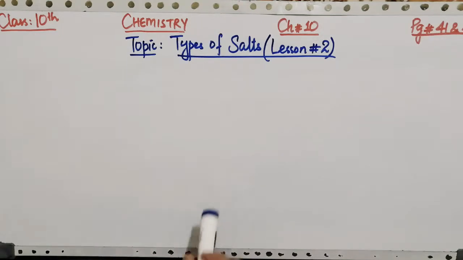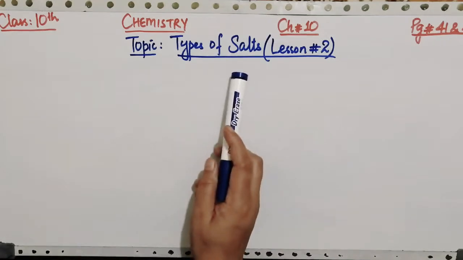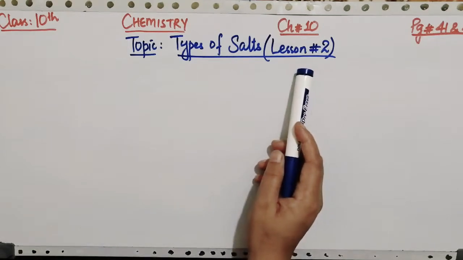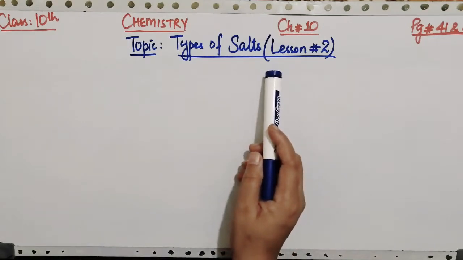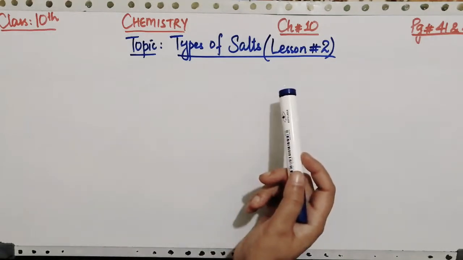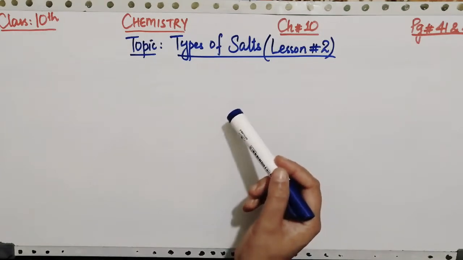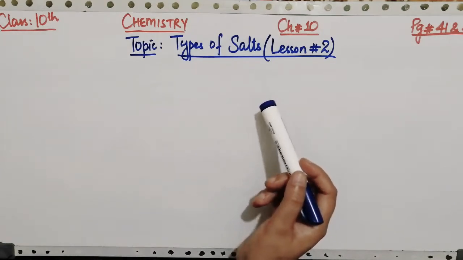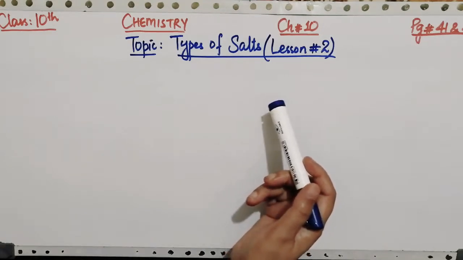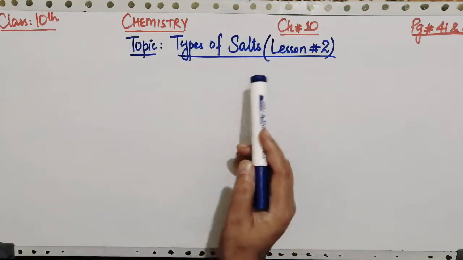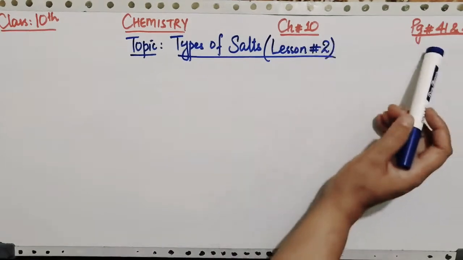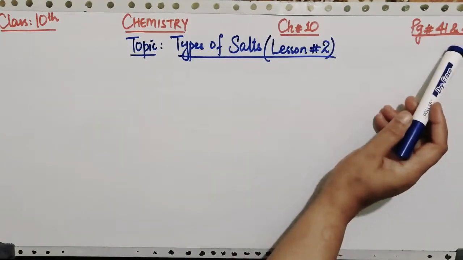Today we are going to complete the topic types of salts as our lesson number 2, because in lesson number 1 we have completed the first 3 types of salts, which were normal salts, acidic salts and basic salts. Now in this lesson we are going to complete the remaining 3 salts, which are double salts, mixed salts and complex salts. This topic is given in chapter number 10, acids, bases and salts, on pages 41 and 42 of your textbook.